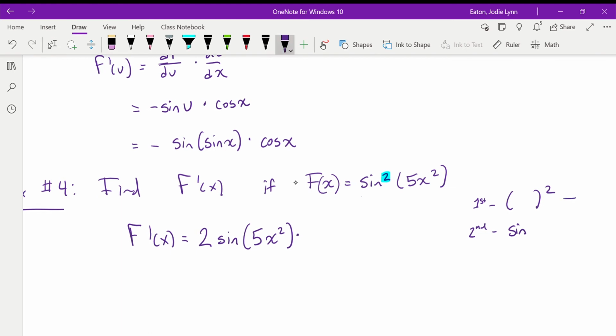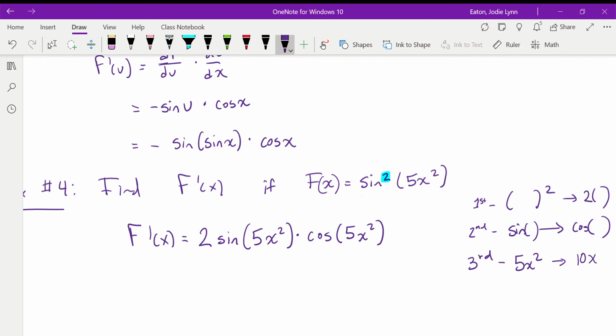So we had our squared, which went to 2 times our blank. Our sine of stuff goes to cosine of that same stuff. So this is times our cosine, and we keep the stuff inside the same. Notice there's nothing about the squared; we dealt with that in the first step. Now third, the last thing we had is 5x squared, and 5x squared goes to 10x. So now we just multiply by that last 10x, and there's nothing inside that we need to take the derivative of. Once we get to something where we can just take the derivative with respect to x, we're done.